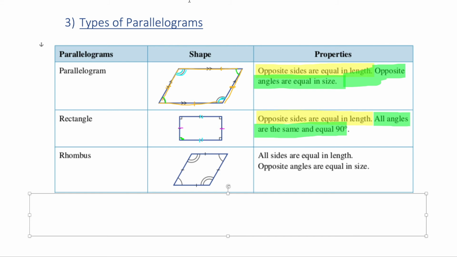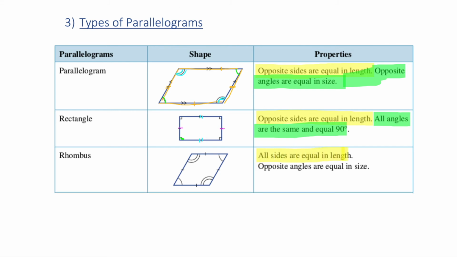So rhombus. In the rhombus, all sides are equal in length. So here I have all sides that are equal, but opposite angles are equal in size. So in this one, what I have here is that all sides measure the same.